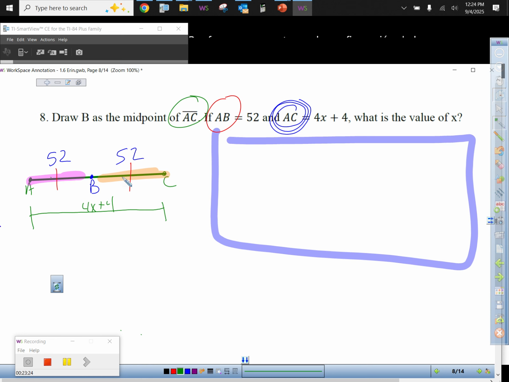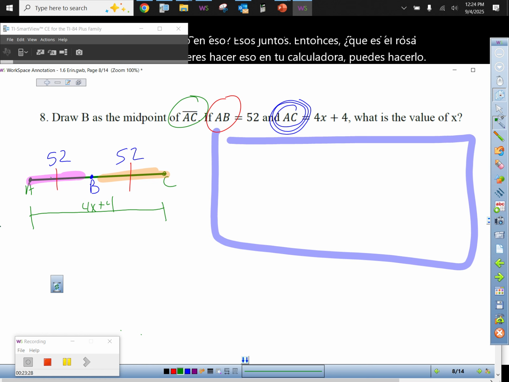If you want to do that in your calculator, you can. How much? 104. Equals the green one, which is 4x plus 4. But a lot of people are going to struggle with that when they're not just numbers like 52 and 52, where it's pretty obvious. Well, the whole thing's 104. Shouldn't that be 4x plus 4? It's going to be a little weirder on homework. I'll let you solve that for x.